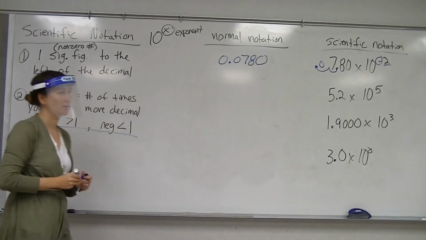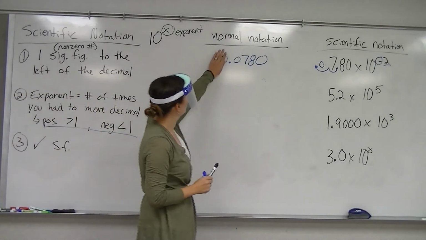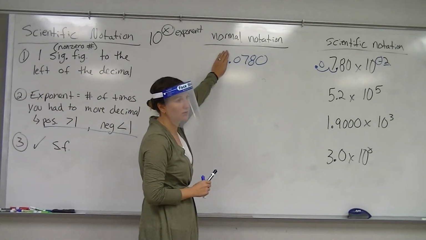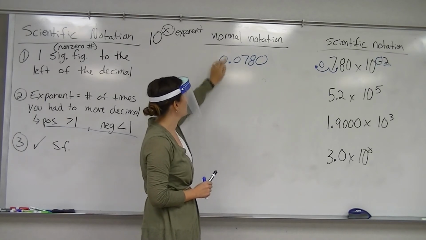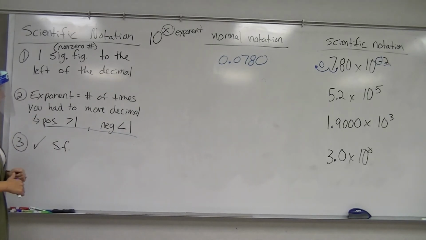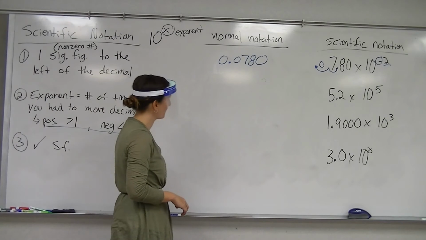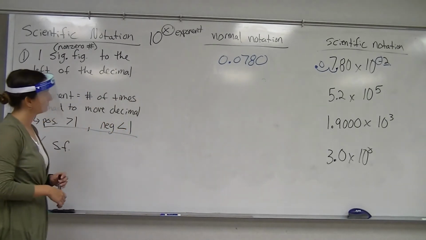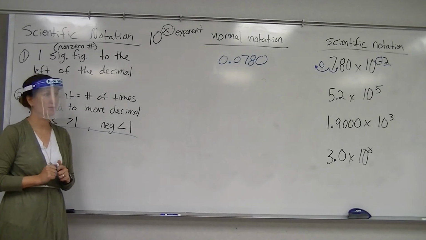Where did that second 0 come from? What's that 0? Oh, that's just a placeholder. So if you don't include that, that's fine. I just use it so that people can see my decimal better. Questions on that one?